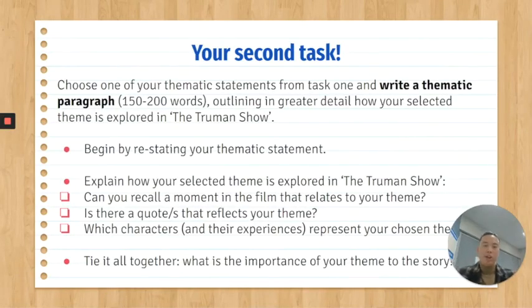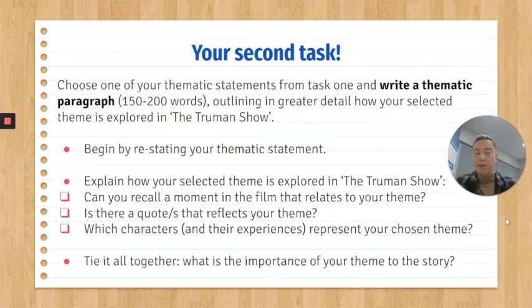Afterwards, I wanted you guys to have a go at this second task. So you're supposed to choose one of the thematic statements that you wrote and turn that into a larger thematic paragraph, outlining in greater detail how your selected theme is explored in The Truman Show. So your job was to begin by literally restating one of your thematic statements. You can copy and paste it. And then explain how your selected theme is explored in The Truman Show in more detail.